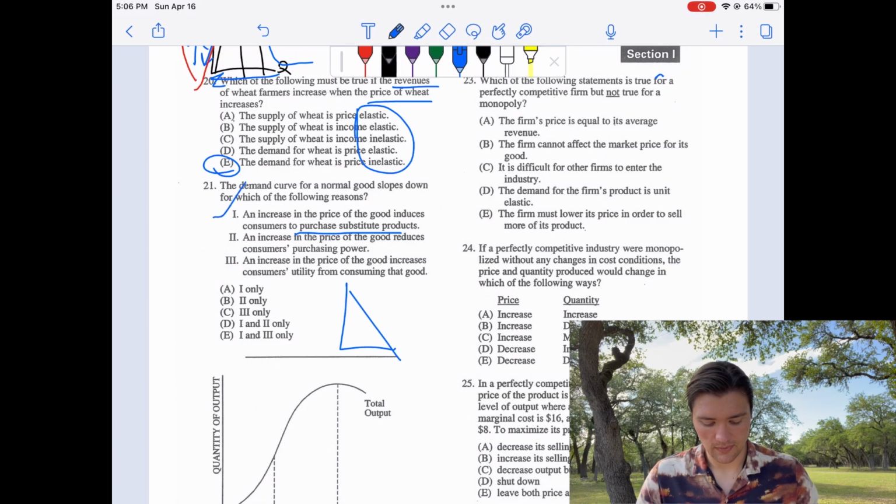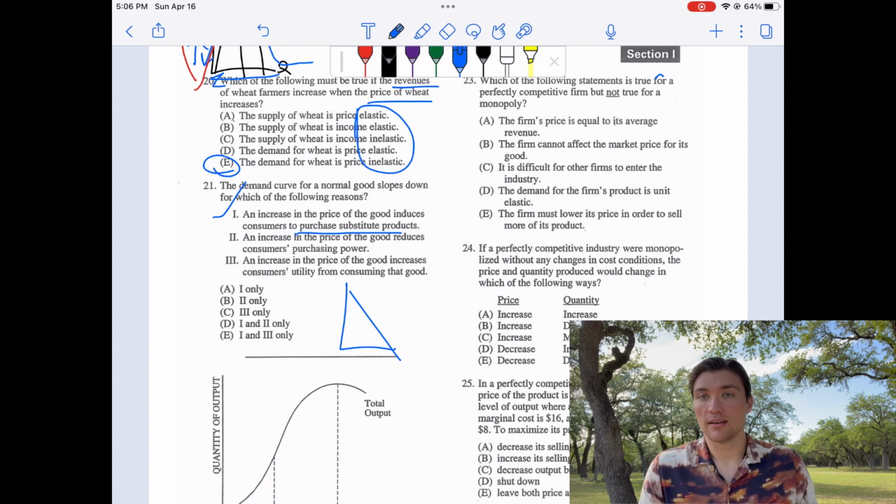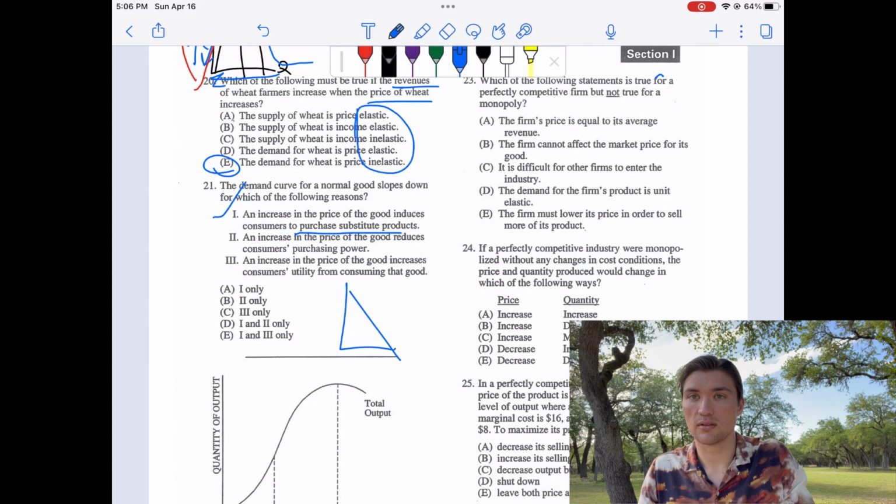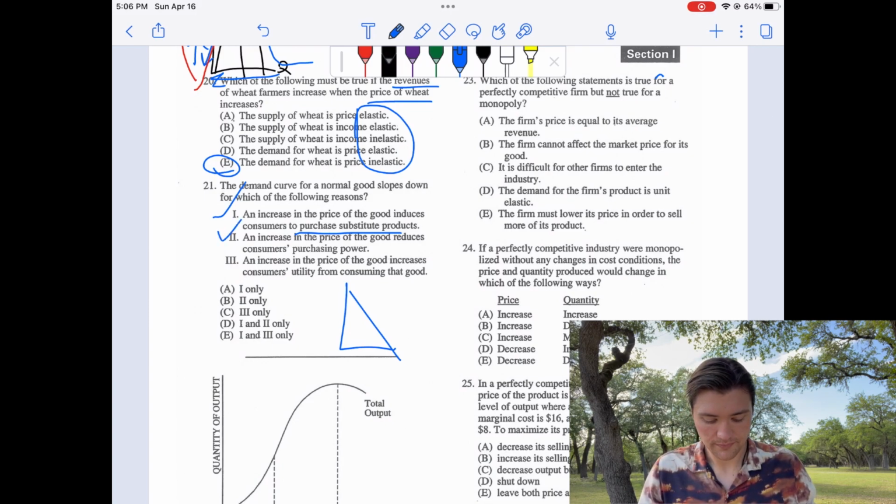So yes, if we increase the price, this reduces your consumer's purchasing power. If something is more expensive, right, can you buy the same quantity? No, because guess what? It's more expensive and you only had $100. It's more expensive, you have to buy less. So that one's true as well.